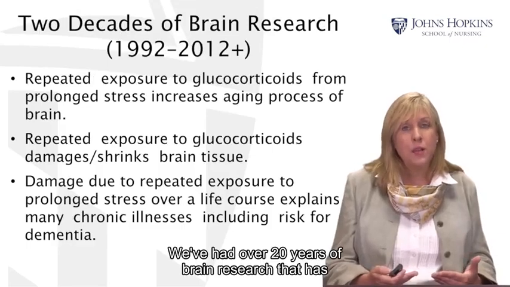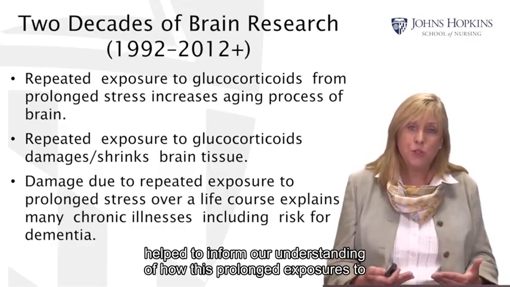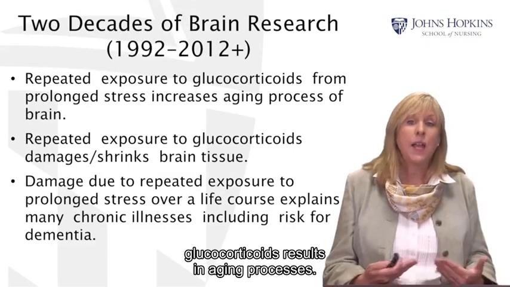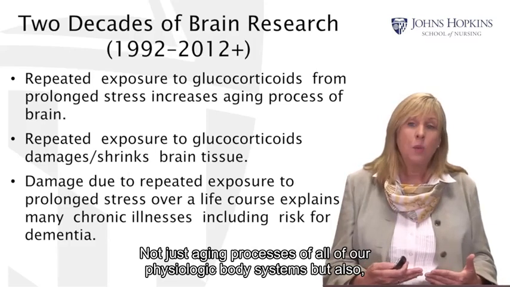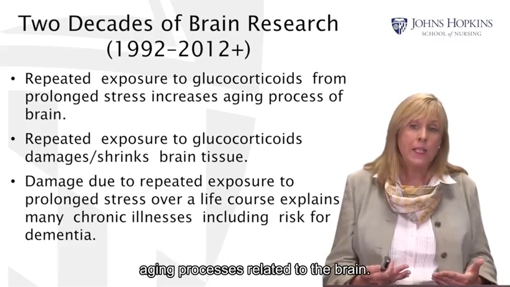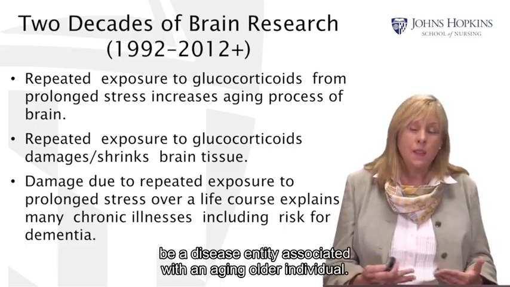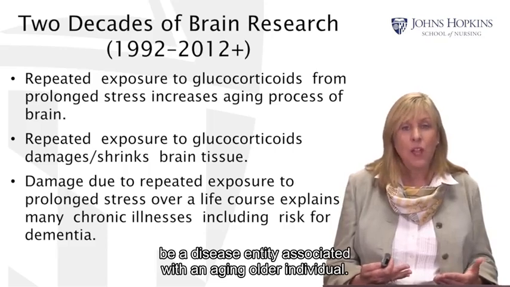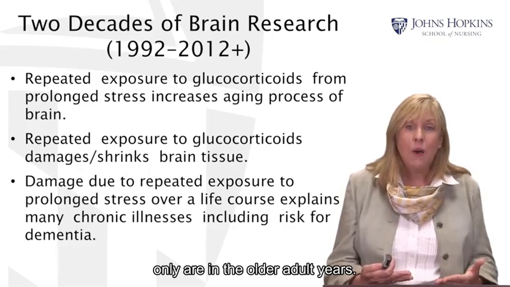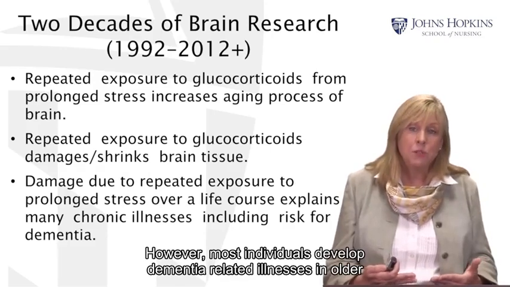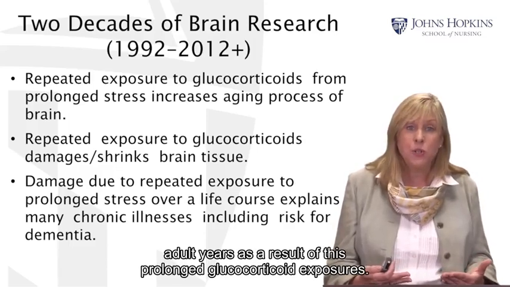We've had over 20 years of brain research that has helped inform our understanding of how these prolonged exposures to glucocorticoids result in aging processes, not just aging processes of all of our physiologic body systems, but also aging processes related to the brain. And it's why we consider dementia to be a disease entity associated with an aging older individual. It's not true that all individuals with dementia only are in the older adult years. However, most individuals develop dementia-related illnesses in older adult years as a result of these prolonged glucocorticoid exposures.